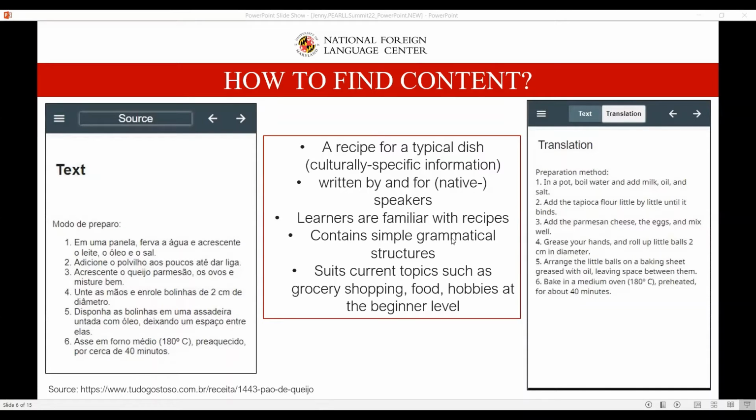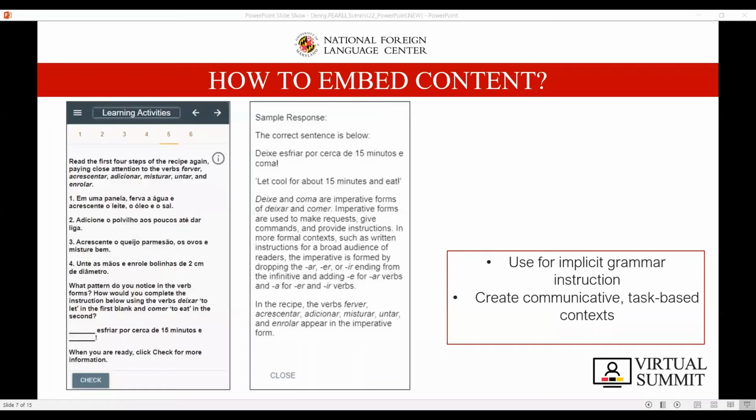That means learners won't be completely overwhelmed by the structures, as they are usually similar in most cultures. As shown here, the text contains instructions formatted as a numbered list using simple grammatical structures. Here, imperative, the command form, that is usually taught at the beginner level. Here's an example from the NFLC's language learning app Lectica of how that recipe, as one example of an authentic text, can be used to practice or even introduce grammatical structures relying on learners' pre-existing knowledge.